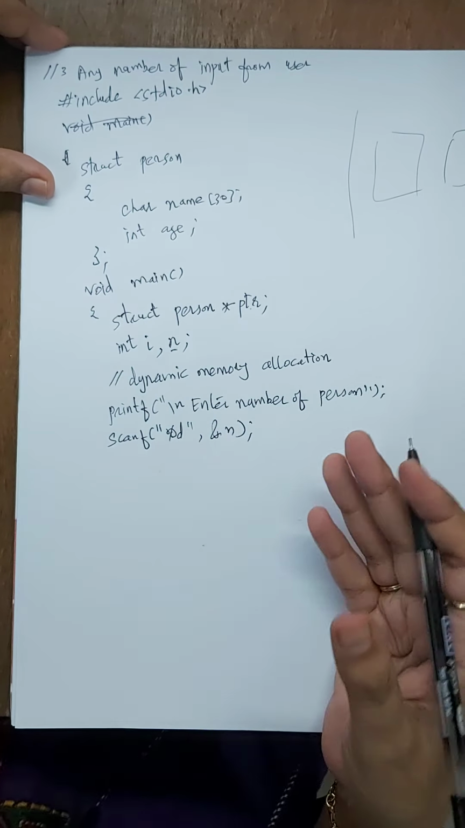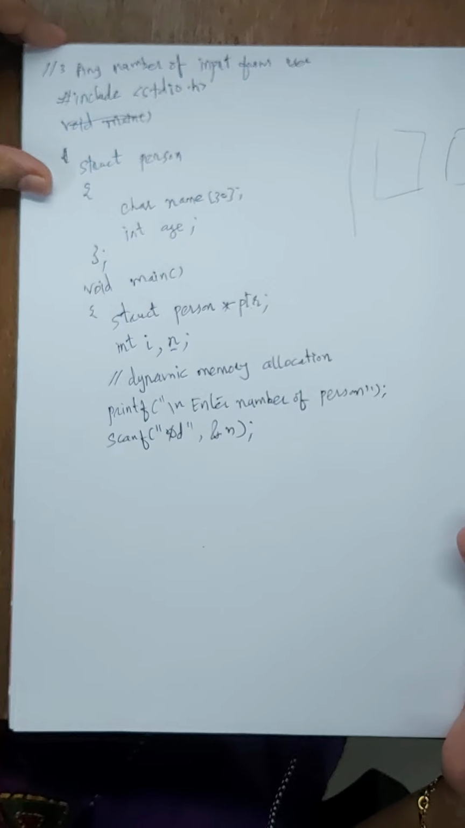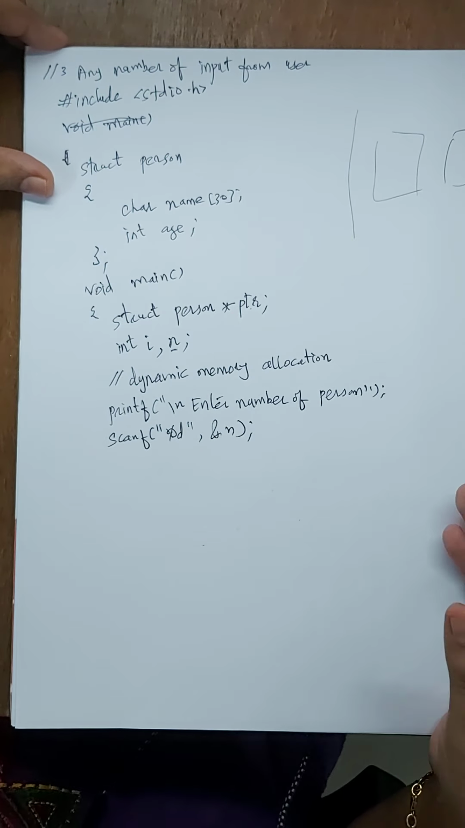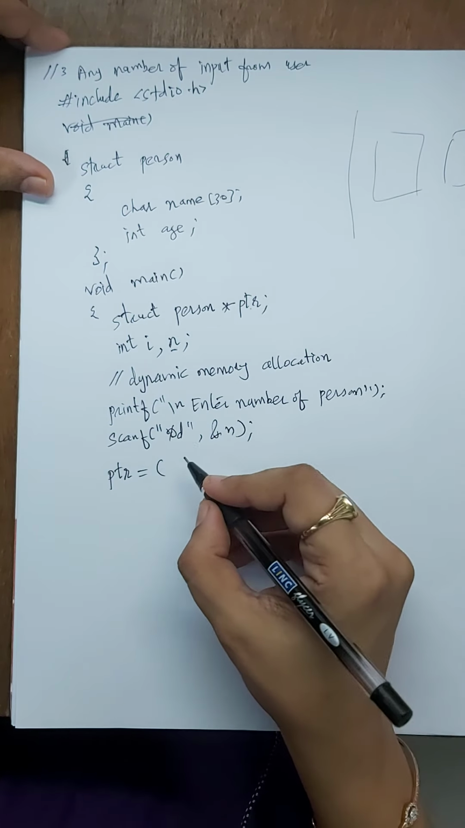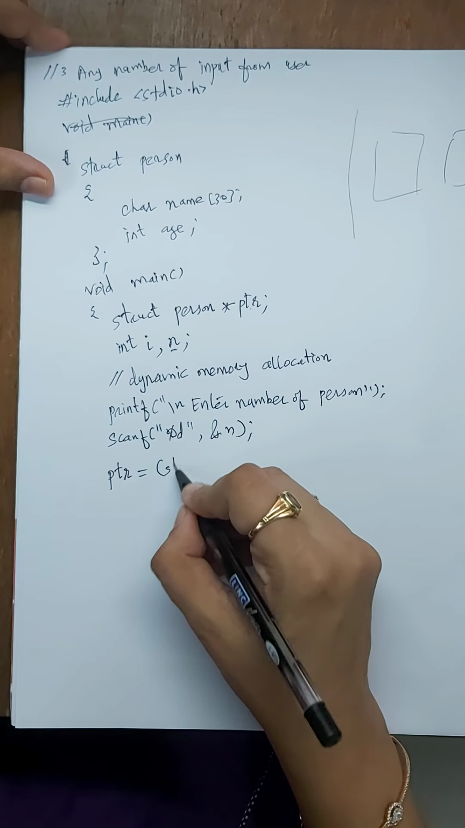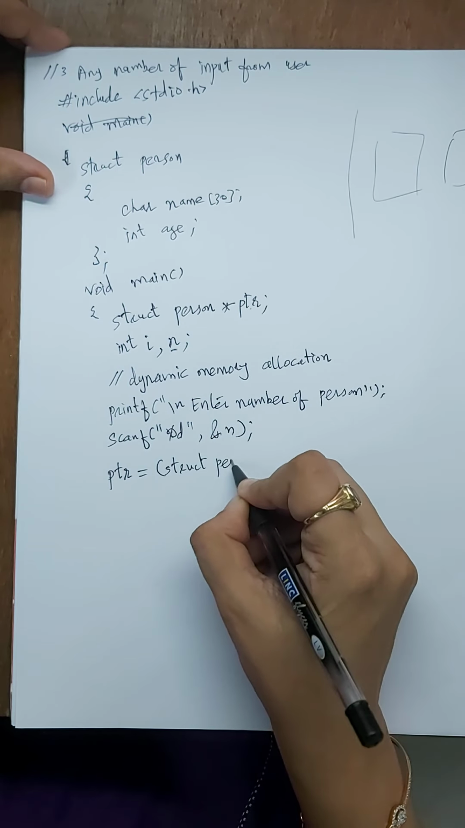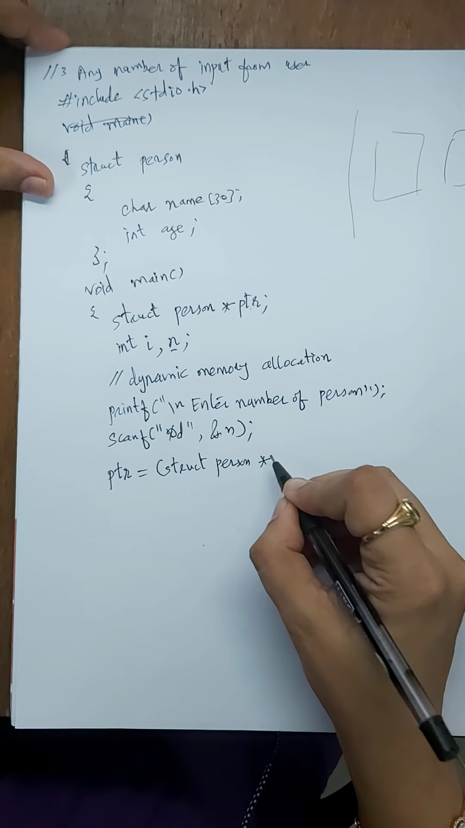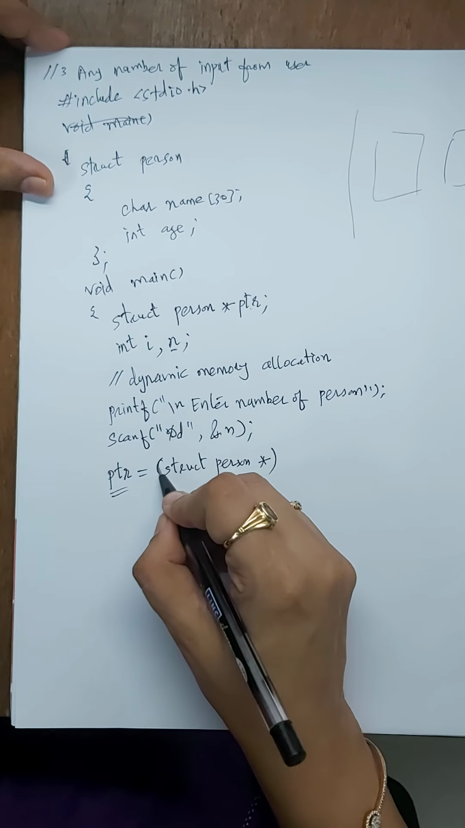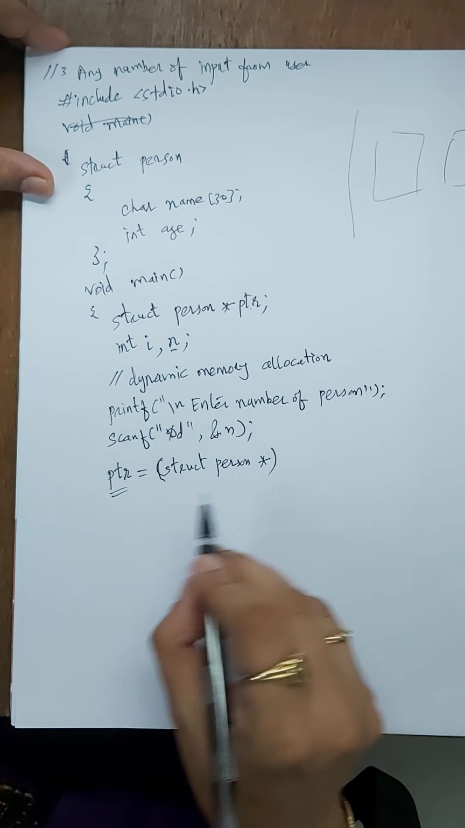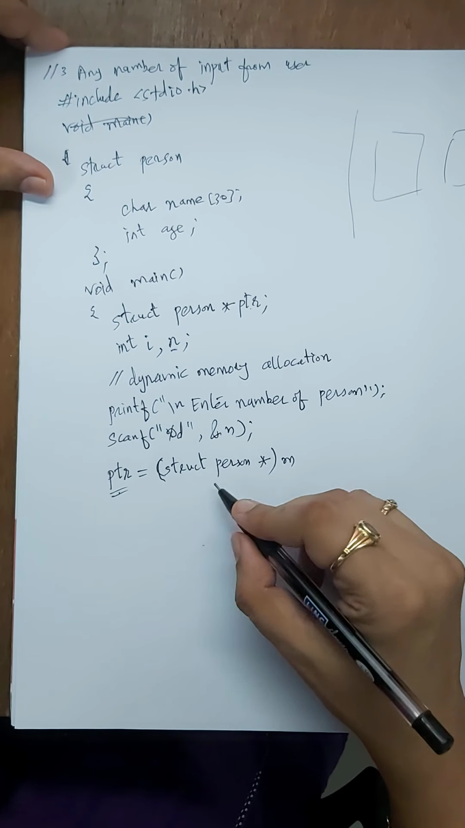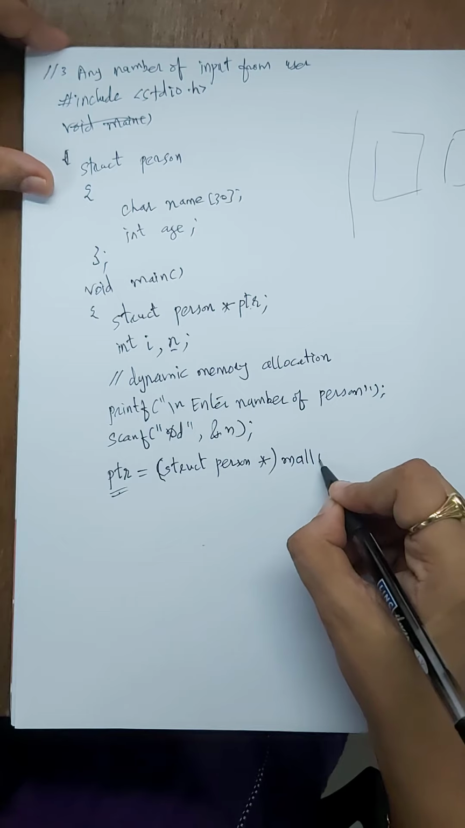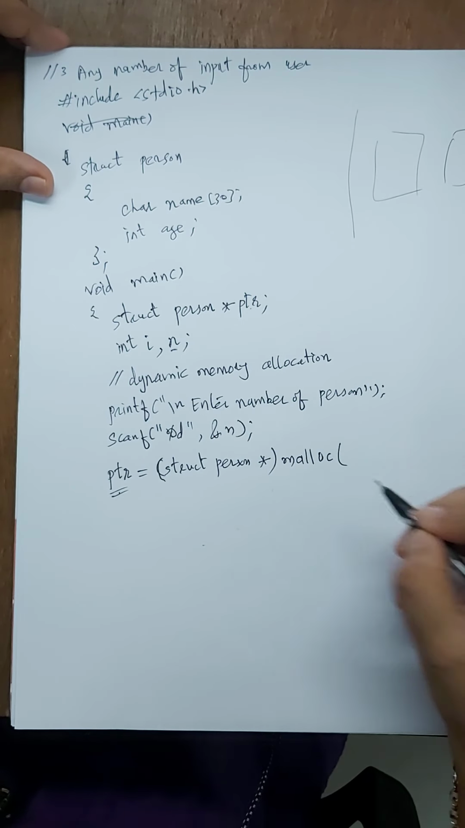Now whatever value of n is there, that much memory space we need to allocate. So how to allocate the memory using malloc: we'll write ptr is equal to. Now what is our data type over here? It is struct person pointer, because this is the pointer variable. So ultimately the data should be of the type pointer to this type of structure. This is the typecasting we have used, typecasting of the malloc function.